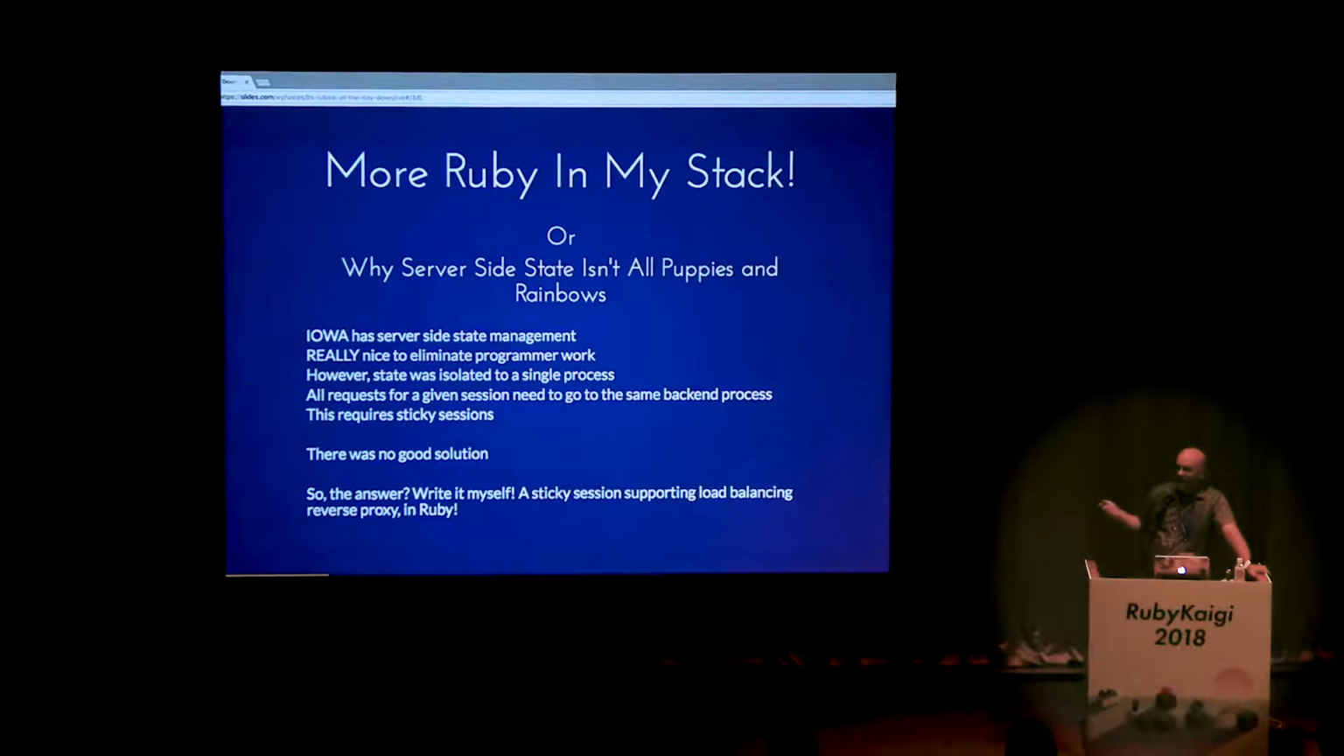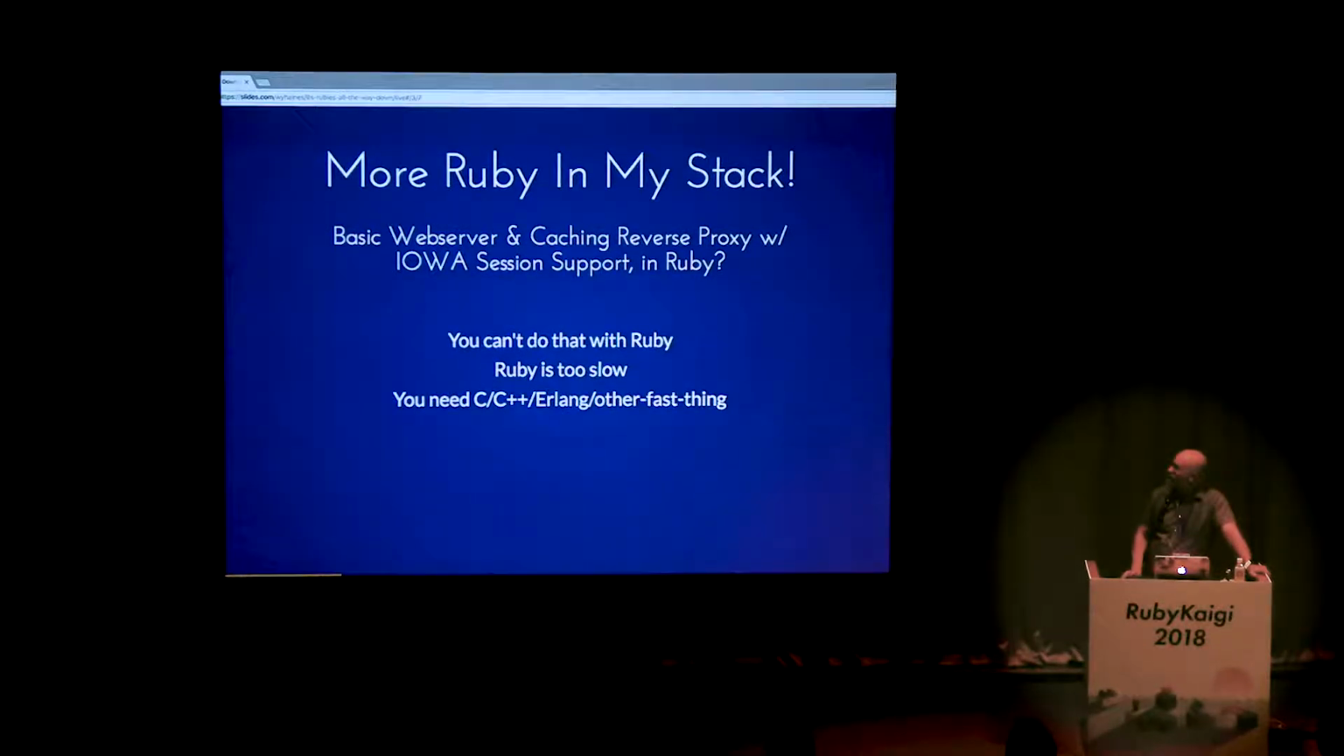And there weren't any real load balancer options available at the time that could do it. And so I was just thinking, okay, well, I can write Ruby. I'll write something. And so what I needed was a basic web server that did a caching reverse proxy and had iOS session support. And when I asked around various other people, you can't do that in Ruby. Ruby is too slow to deal with that sort of thing. You need to write it in C or something else that's fast.